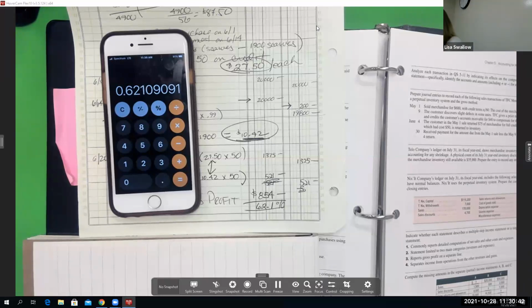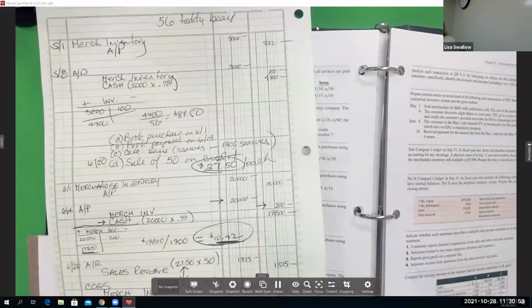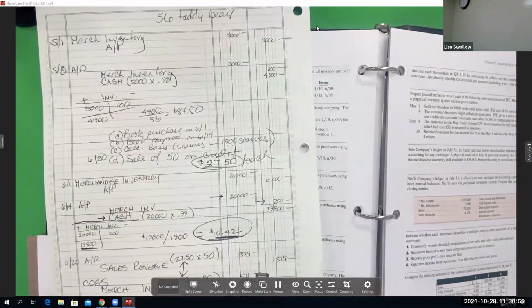Okay. Let's keep going. We've got a lot more that we need to cover. Okay, so this was 854 divided by 1375.